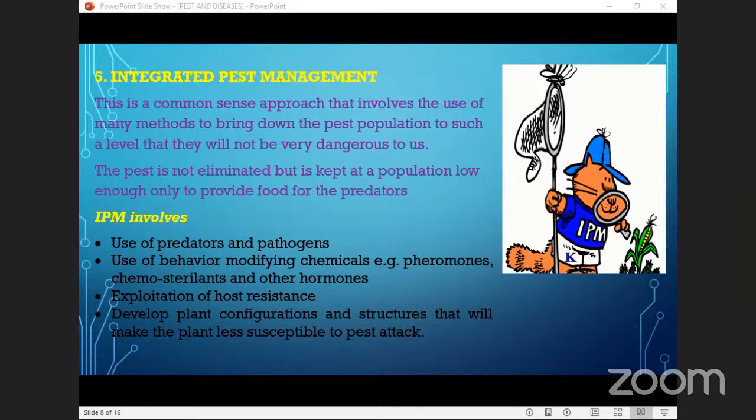Apart from that, what else is involved? We have exploitation of the host resistance. The host, in this case, is the plant itself, the crop. You improve its ability to resist the pest attack. How do you do that? Number one, by early planting, such that by the time the crop matures, the pest population is still low. How do you improve the host resistance?